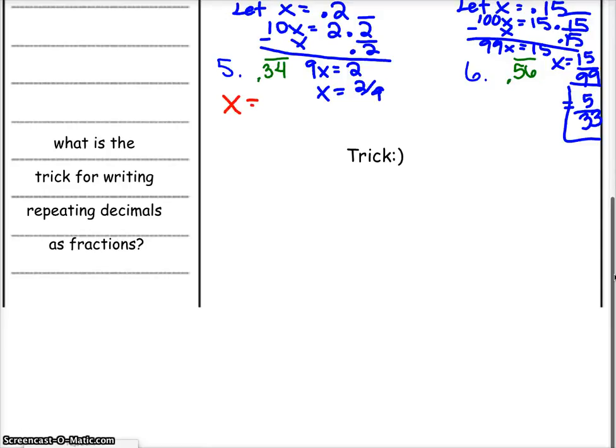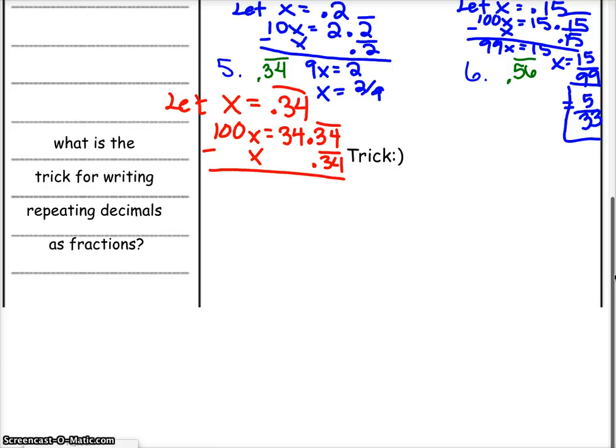So, x needs to equal the pattern. There's two numbers to a pattern, so what am I going to multiply by, 10 or 100? 100x equals 34.34 repeat. Take the pattern away, which is the 0.34 repeat. 99x equals 34. X is 34 over 99.